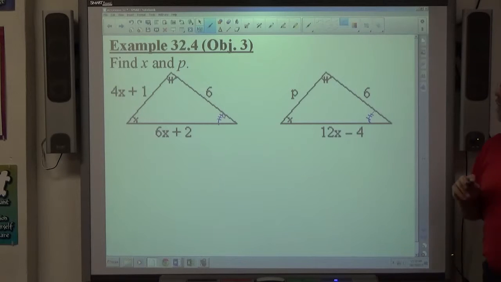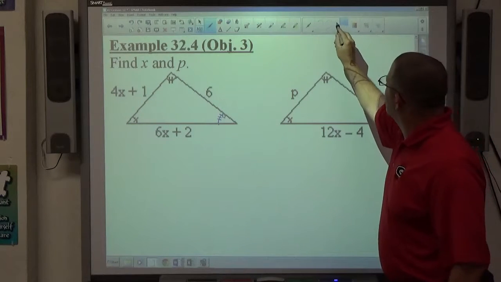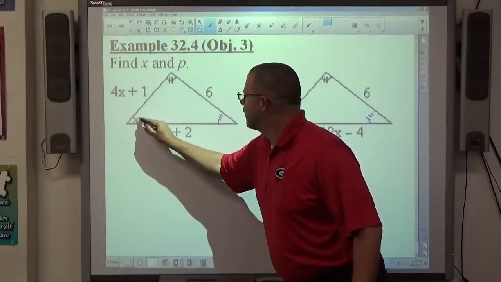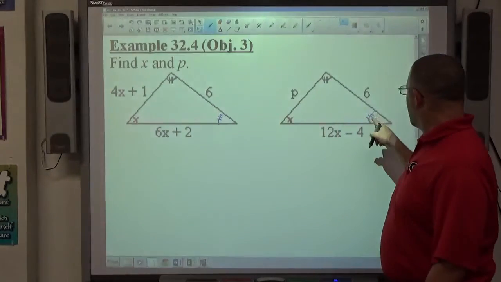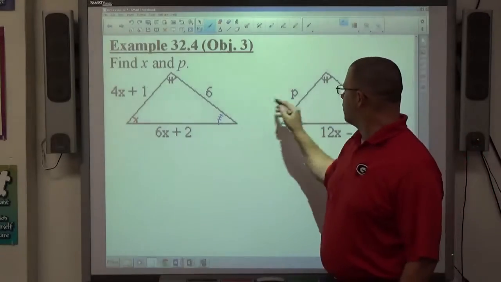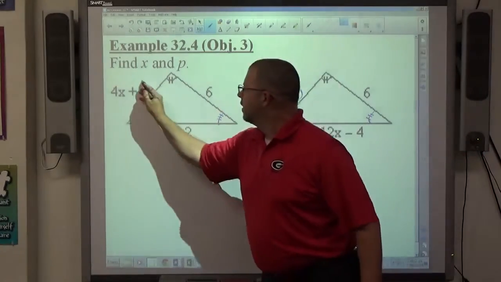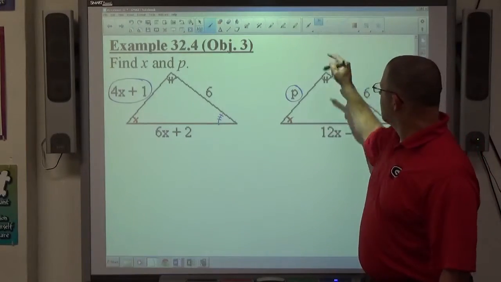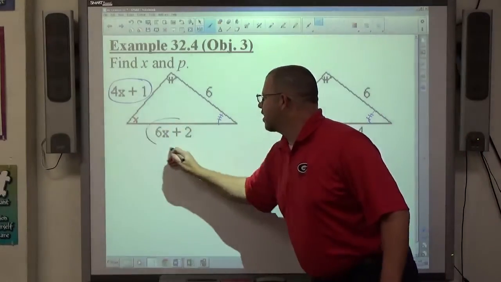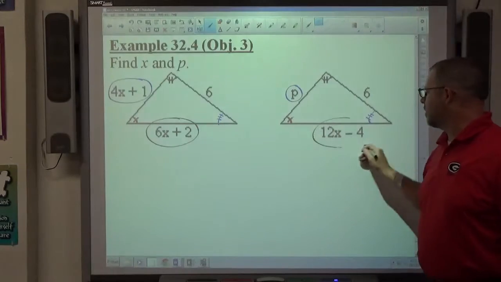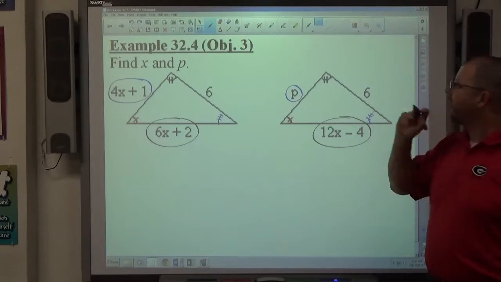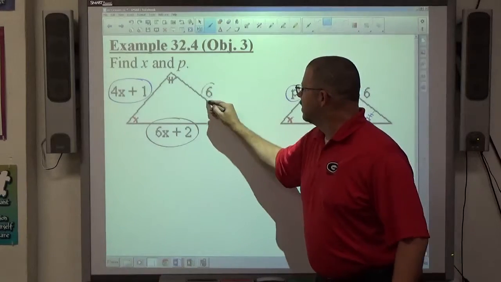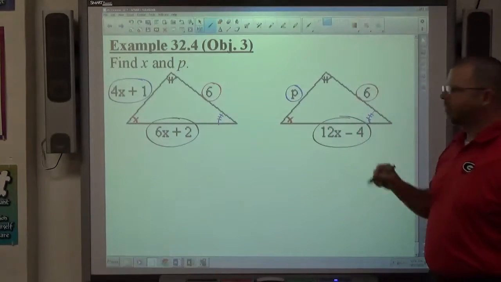Now, if I start comparing angles that are equal, I'm going to use red to identify this one. All right, let's start with the blue one. I know that this is blue, so P corresponds to 4x plus 1. I also know black and black, 6x plus 2 corresponds to 12x minus 4. Finally, red and red, I know that 6 corresponds to 6.